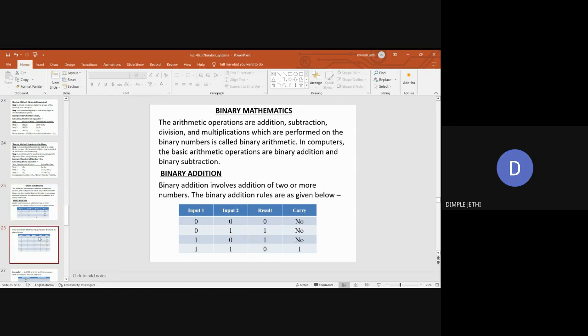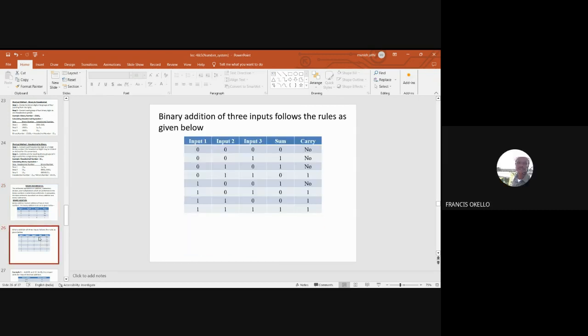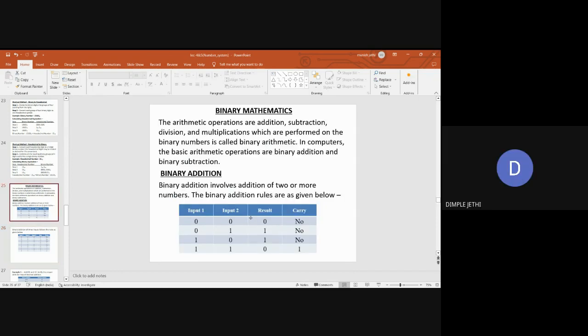Clear, Francis? No, come again. 0 plus 0 is 0, no carry. 0 plus 1 is 1, no carry. 1 plus 0 is 1, no carry. And 1 plus 1 will give you 0 and carry 1. We carry forward, and in normal math when I say 17 plus 33, what I will do, 7 plus 3 is 10, and 1 will carry in the next column.